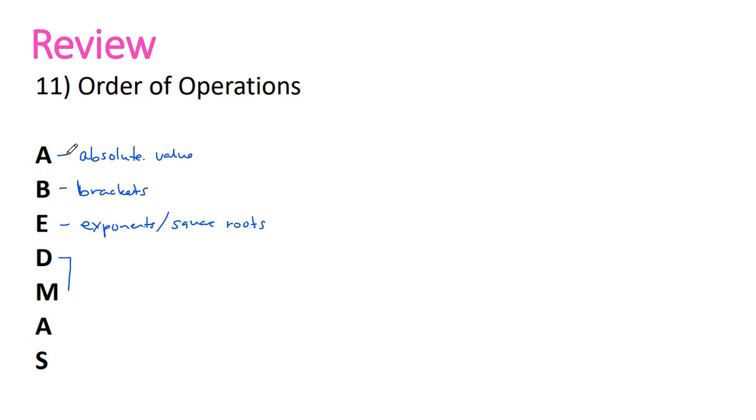Division and multiplication are in the same position, so if you have them both, you have to work left to right. And the same with addition and subtraction. Adding doesn't come before subtraction. If you have addition and subtraction, you're going to work left to right.